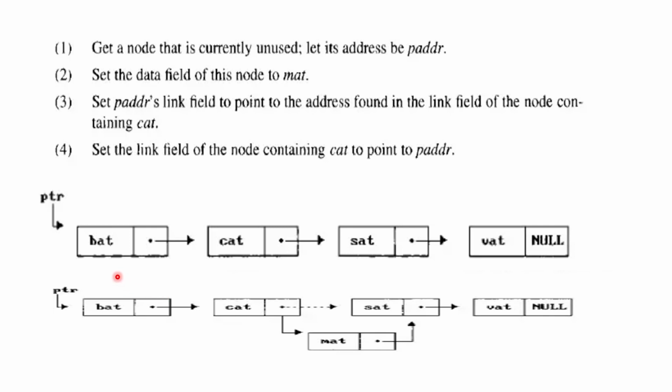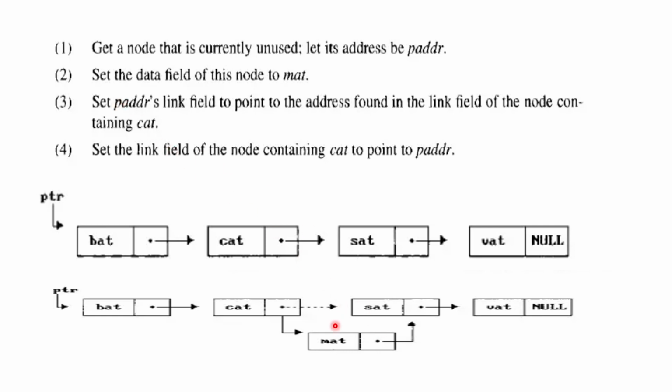Let us take one example. Suppose this is a linked list. The information field of the list has got string type data, and there are four nodes. The first node address is PTR. Now I have to insert one more node whose data is, say, mat. I have to insert it after cat, before sat.